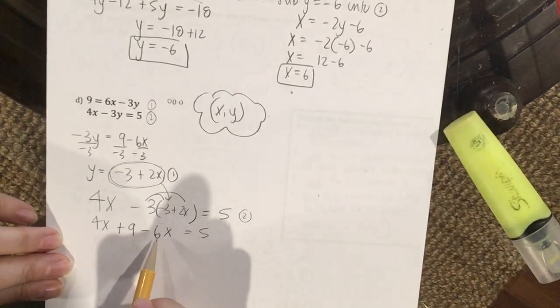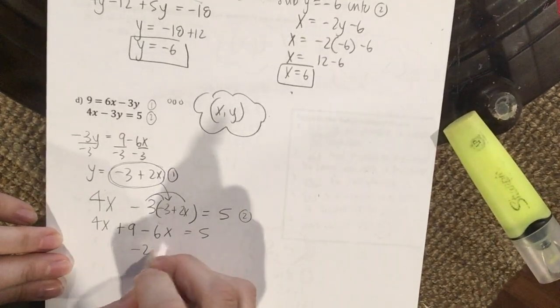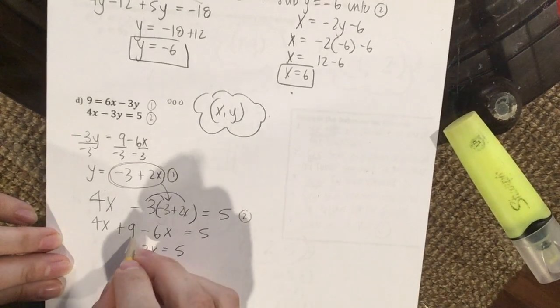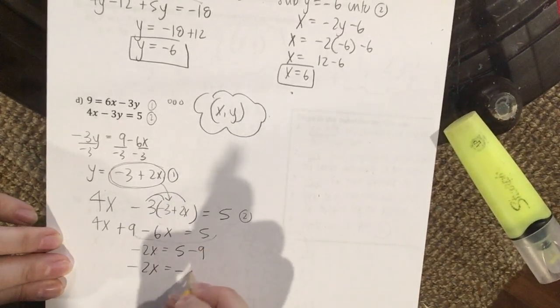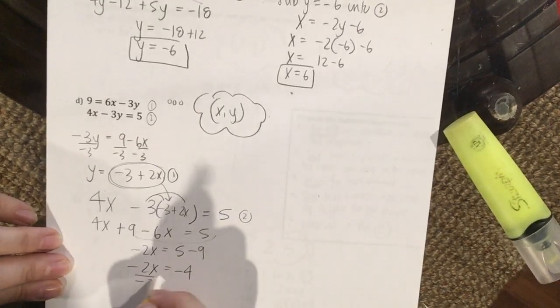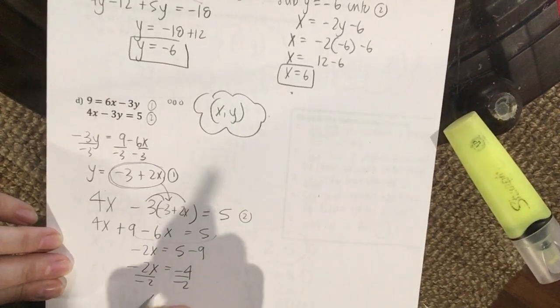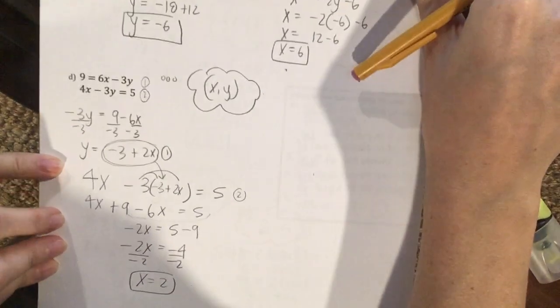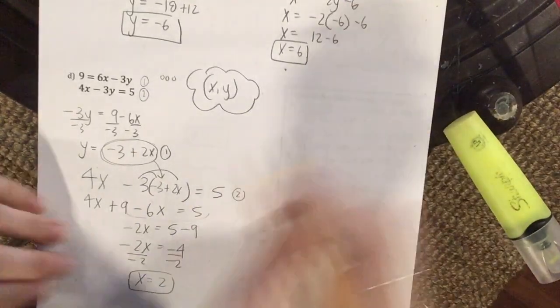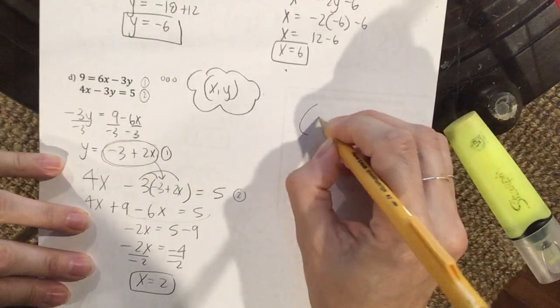I have 4x and I have -6x, so I have -2x. This 9 is going to have to be subtracted from both sides. -2x is equal to -4. Divide everybody through by -2, and we get that x is equal to +2. So x is equal to +2, and after all of that, we are halfway done.